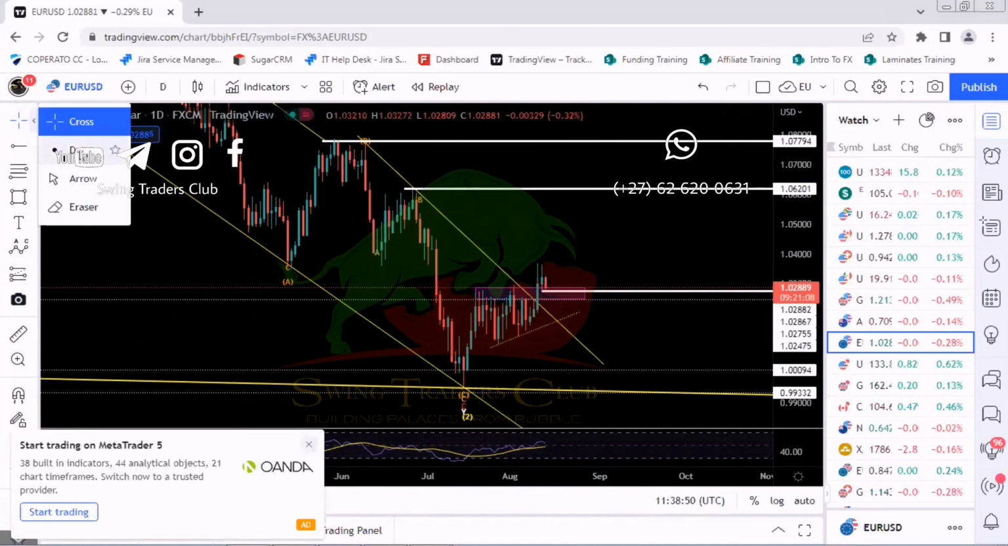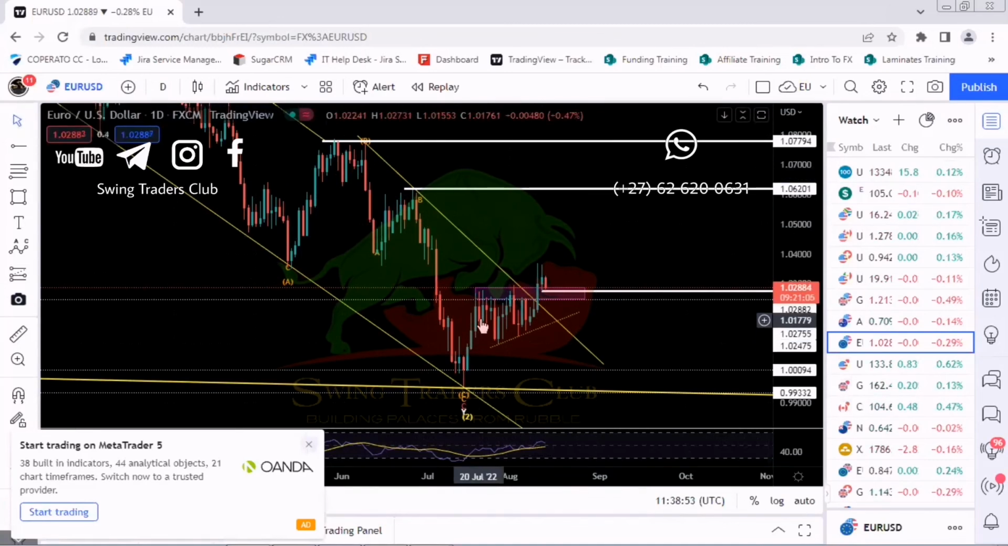Let's count: 1, 2, 3, 4, 5, 6, 7, 8, 9, 10, 11, 12, 13, 14, 15, 16. Sixteen days for them to break out here. So they've accumulated, and it might be a fake out as well. So what is happening now? This is a potential retest of this accumulation.